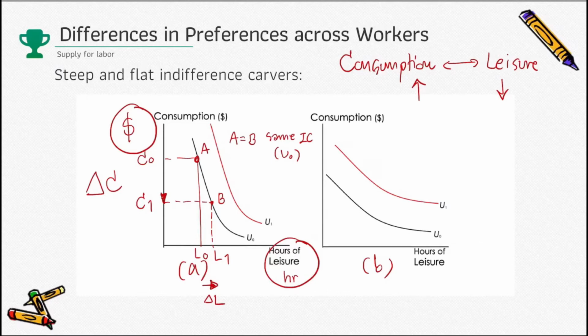So this person, in the supply of labor, loves leisure more than consumption. They prefer leisure rather than consumption. They prefer L rather than C. Okay? In figure B it is the contrast, right?